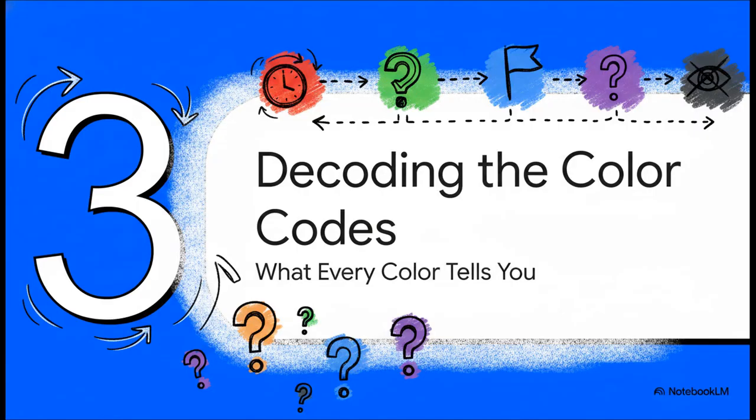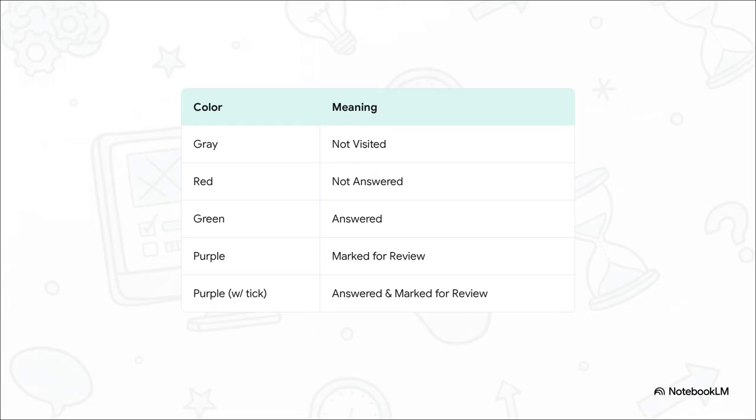All right, now for what I think is the most important part of your dashboard strategy, the color codes in that question palette. Seriously, understanding these 5 colors is the key to managing your time effectively and making sure you don't miss a single question. So here's the legend. Gray just means you haven't even looked at the question yet. Red means you've seen it but skipped it for now. Green is your goal. That means you've answered it and it's saved. Plain purple means you've marked it to come back to, but you haven't answered. And finally, purple with a little green tick means you've answered and you've flagged it for a second look.